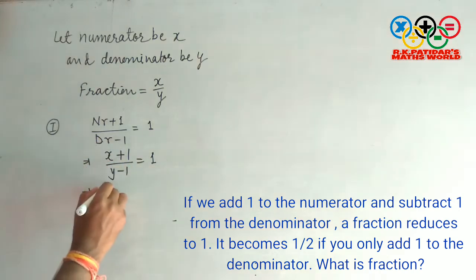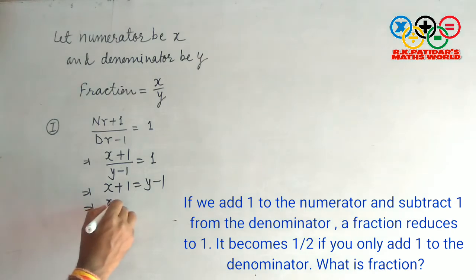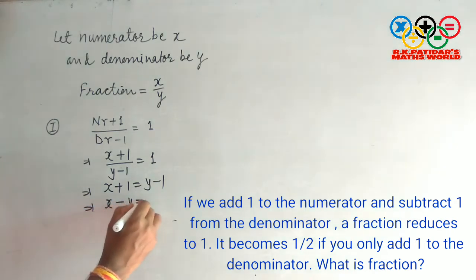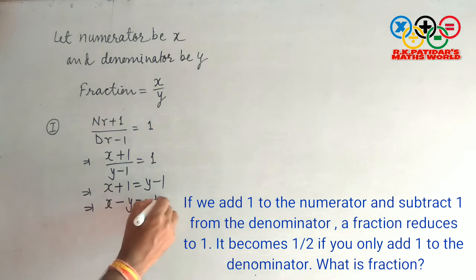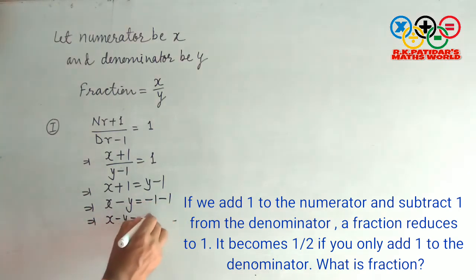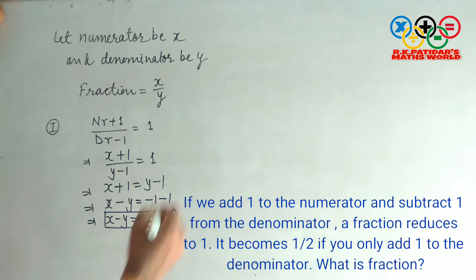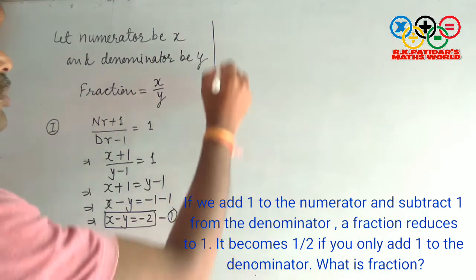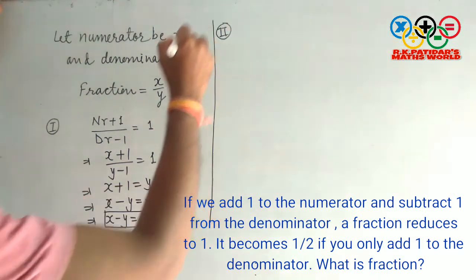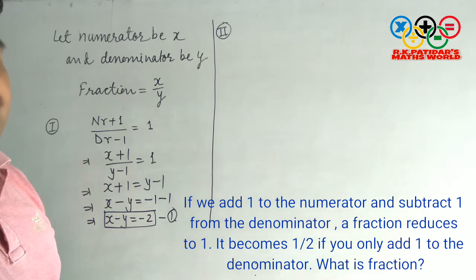Cross multiply. So you will get x plus 1 is equal to y minus 1. This implies x minus y is equal to minus 1 minus 1, so it is x minus y is equal to minus 2. This will be one relationship between the numerator and denominator, or x and y. First equation.